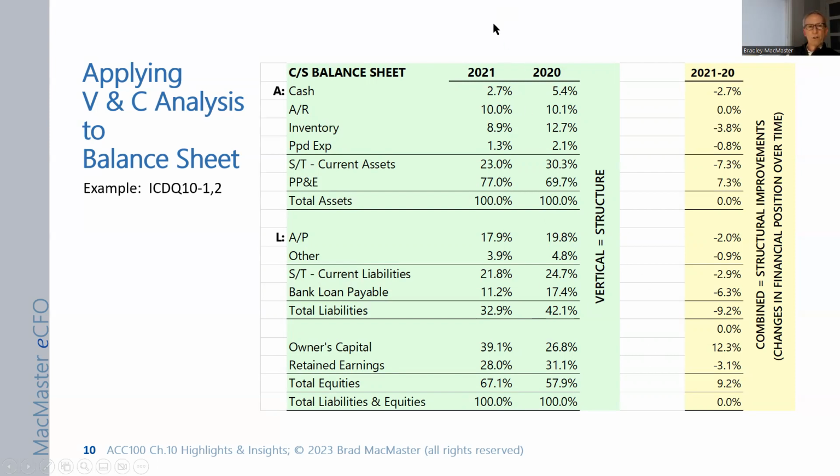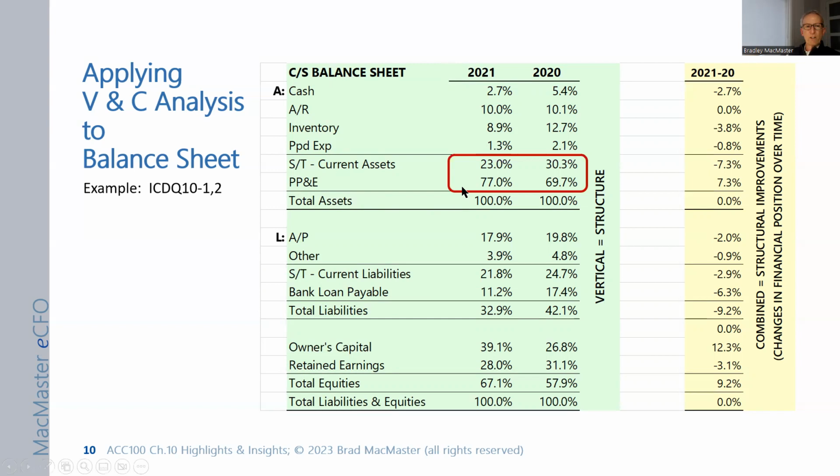So what can we learn by examining the vertical analysis here? We're trying to understand the structure of the company's financial position. So for example, in the first case, we can see that last year, this company's asset composition was basically 30% short-term assets and 70% long-term assets. This implies the company is kind of capital intensive. It needs an investment in PP&E in order to generate revenues and profits.